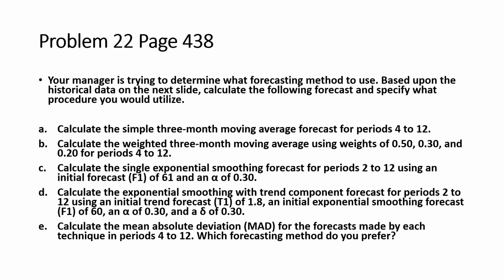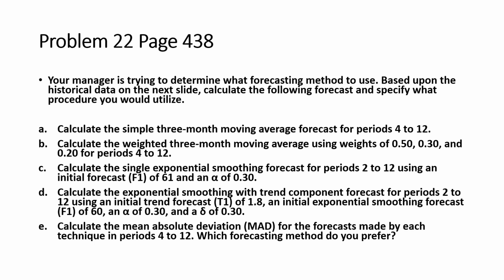In this, we have to calculate a 3-month moving average from period 4 to 12. We have to calculate a weighted 3-month moving average with the weights 0.5, 0.3 and 0.2, and then we have to use a single exponential smoothing forecast for period 2 to 12. The initial forecast is given as 61 and alpha is 0.3.